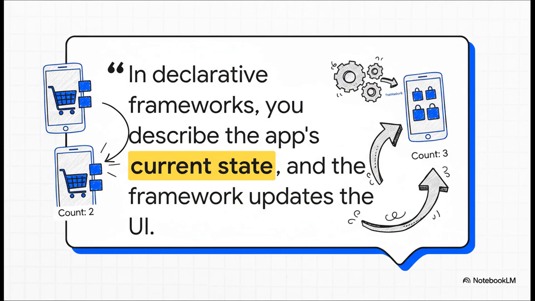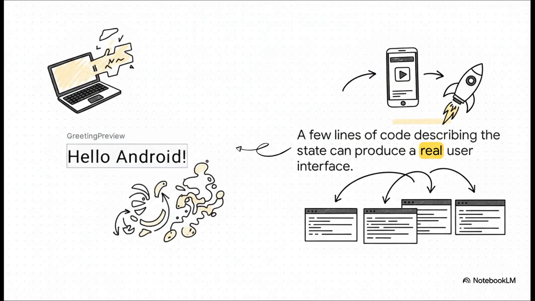And here's where the magic really happens with modern app development. You don't have to manually tell the screen, okay, now erase this and draw that. Instead, you just describe what the screen should look like based on the current state. So when your state changes, say the shopping cart goes from 2 items to 3, the framework sees that and automatically updates the screen for you. It's so much smarter. And here's what that looks like in practice. We write a few lines of code that basically say, hey, for this state, just show the text, Hello, Android. And boom, that creates a real user interface. We've written our script, but now, how do we see the performance?